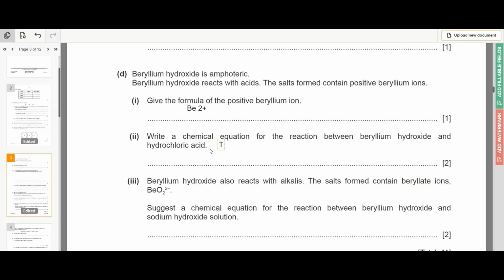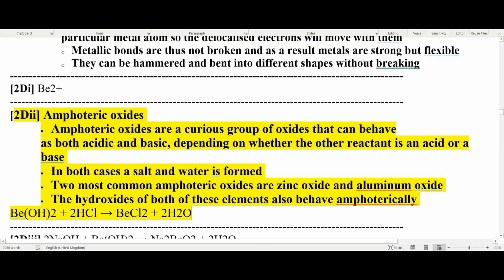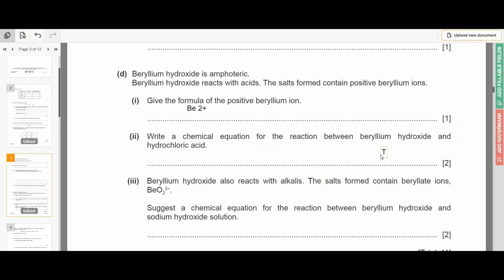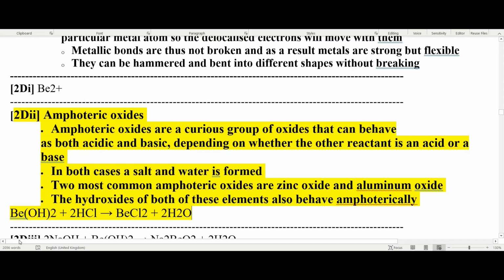Okay, so you can see here a chemical equation for the reaction between beryllium hydroxide and hydrochloric acid. Now what they told here, it can behave as both acidic and basic, depending on whether the other reactant is an acid or a base. So we don't know whether beryllium hydroxide is an acid or a base, and here they have given the other reactant, this is an acid. This means beryllium hydroxide will behave as a base in this reaction. So acid will give you a salt and water. This is the neutralization reaction, and the chemical equation is given here.